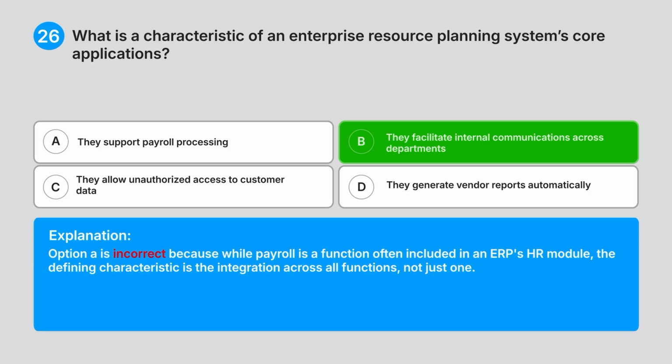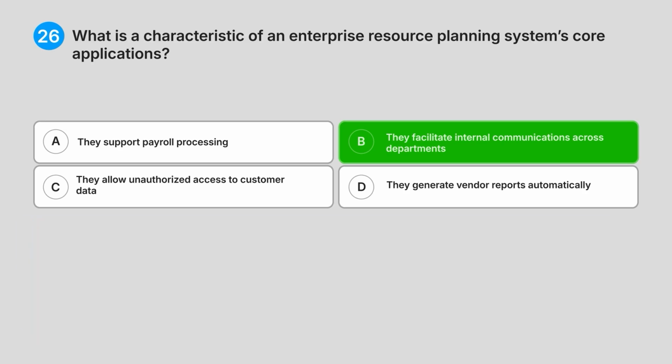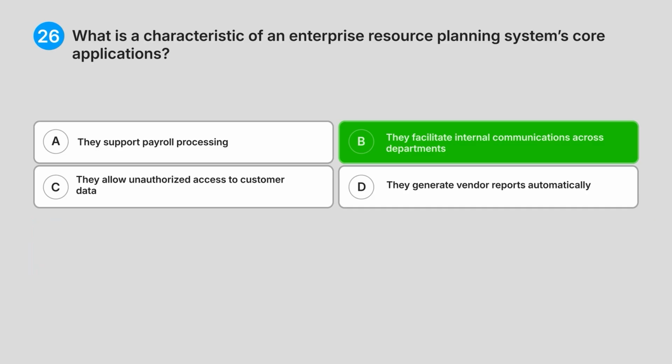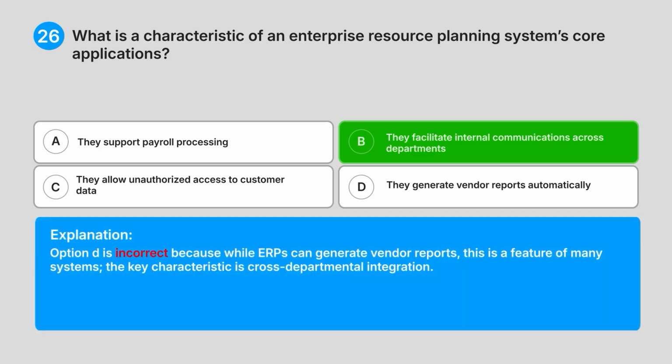Option A is incorrect because while payroll is a function often included in an ERP's HR module, the defining characteristic is the integration across all functions, not just one. Option C is incorrect because ERP systems are built with robust security and access controls to prevent unauthorized access to sensitive data. Option D is incorrect because while ERPs can generate vendor reports, this is a feature of many systems. The key characteristic is cross-departmental integration.